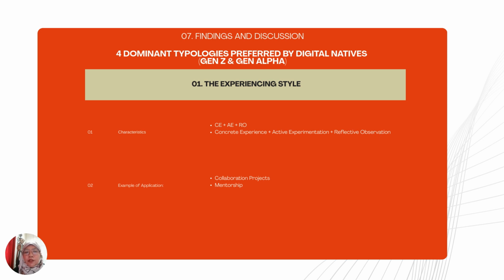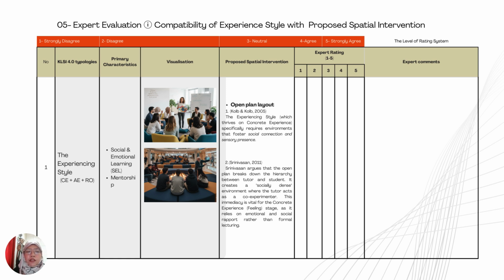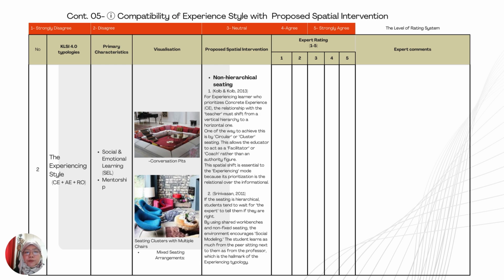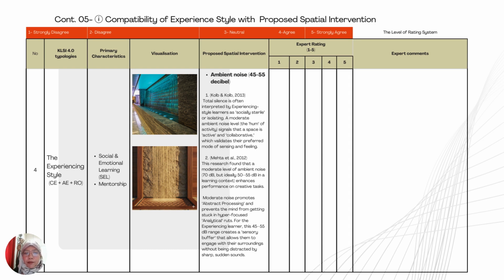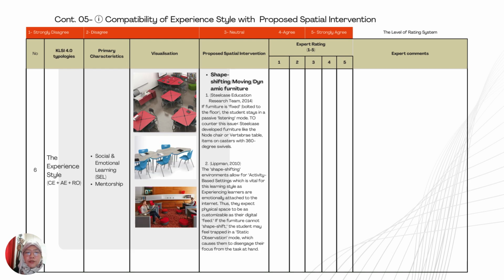This follows the Likert scale form. We have the experiencing style, whose characteristic is a mixture of concrete experience, active experimentation, and reflective observation. Examples of application focus on collaboration, projects, and mentorship. The proposed spatial interventions reflecting the experiencing style are open plan layout, non-hierarchical seating, gathering or assembly pattern, ambient noise, and modular, shape-shifting, dynamic furniture.